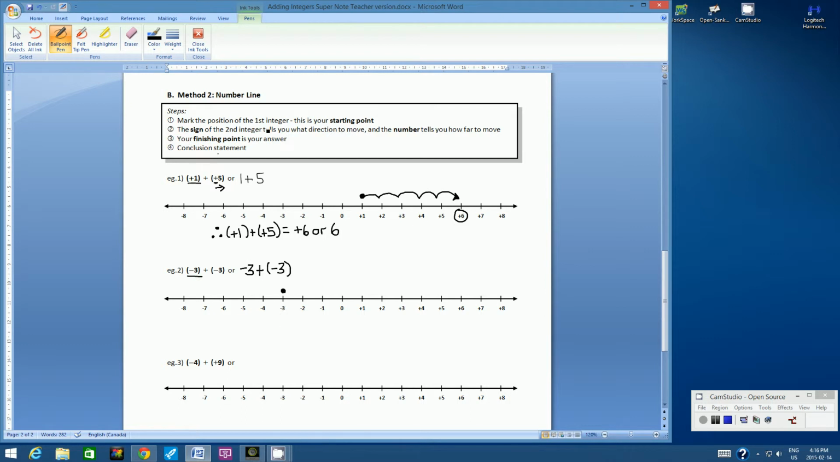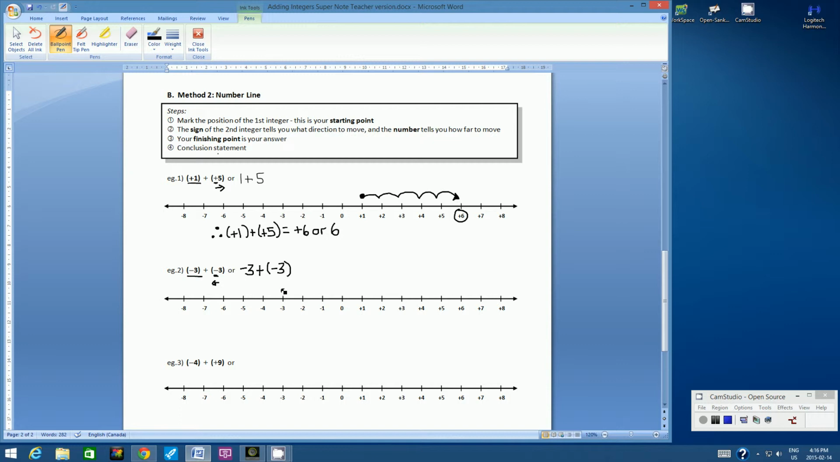Number 2, the sign of the second integer tells you what direction to move. So the sign is negative. Now because it's negative, I'm going to move left. And the number tells you how far to move. The number is 3, so I'm going to move left 3 spots.